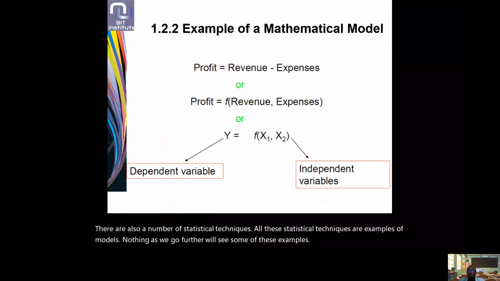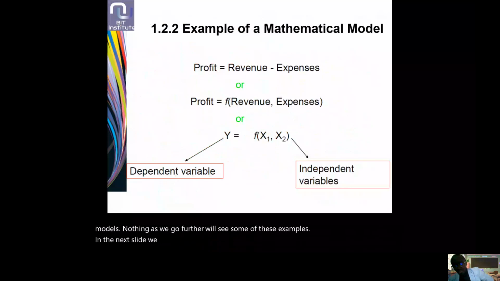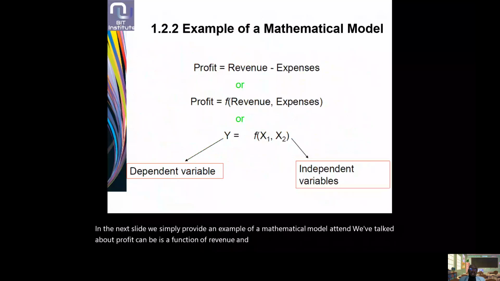In the next slide, we simply provide an example of a mathematical model. Profit is a function of revenue and expenses, or as an equation, profit is equal to revenue minus expenses. And these kinds of expressions drive us to something else.